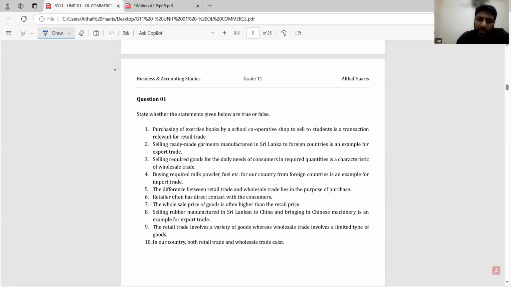Okay. So let's go through the question. State whether the statements given below are true or false. Purchasing exercise books by a school cooperative shop to sell to students. So purchasing the books by this particular shop in order to sell it back to the students. So this particular school cooperative shop is relevant to retail trade.